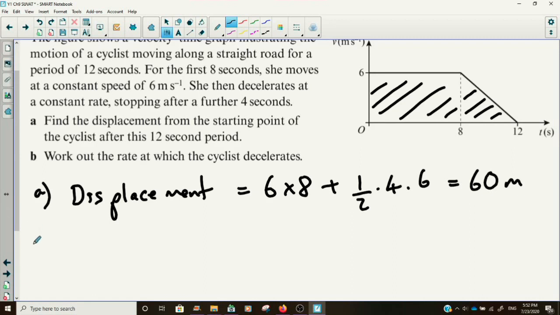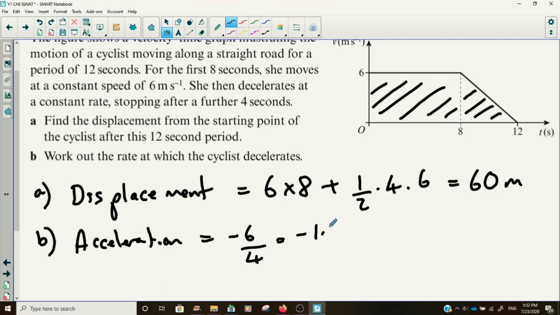Now for part B, we need to work out the deceleration of the cyclist. I'm going to work out the acceleration first. Acceleration is the gradient of the line, and that's going to be negative because it's sloping downwards, and it's the y difference, which is 6, over the x difference, which is 4 seconds. So we get an acceleration of minus 1.5.